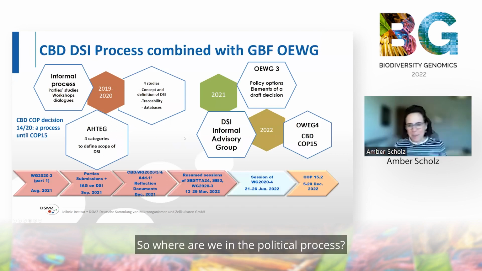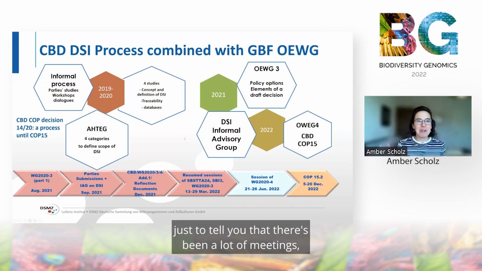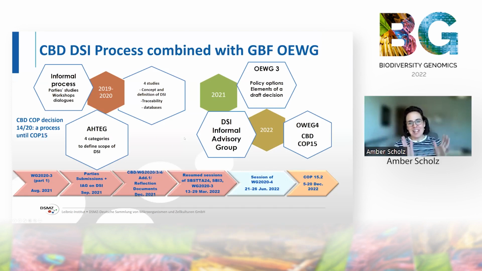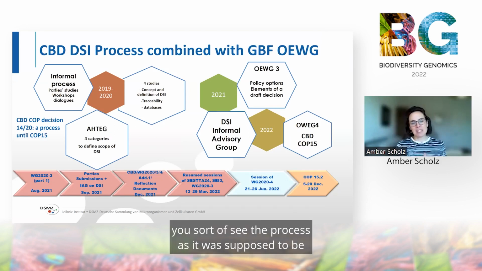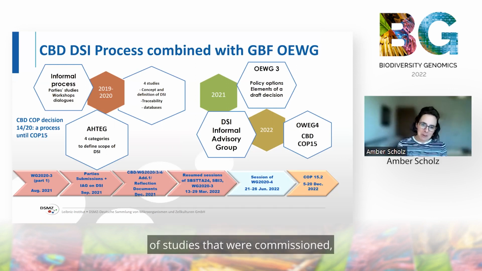So where are we in the political process? It's kind of a busy slide just to tell you that there's been a lot of meetings, a lot of online webinars. On the left, in the upper left, you sort of see the process as it was supposed to be between 2018 to 2020 before the pandemic got it off track, in which there were a number of studies that were commissioned.